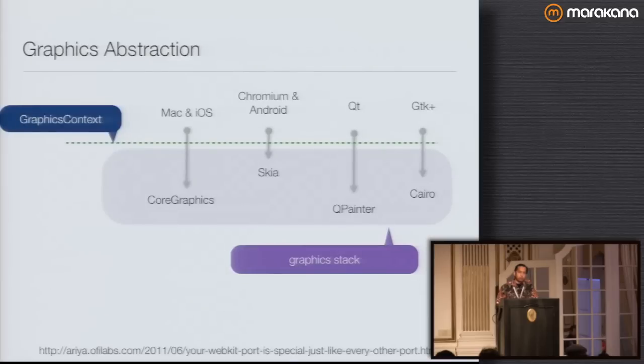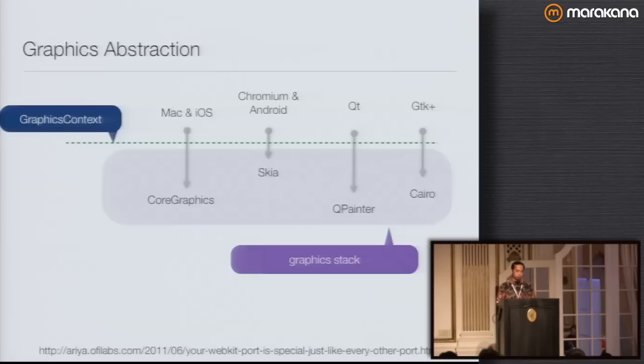Graphics abstraction means that every WebKit-based product will use a different graphics stack. We can see that Mac and iOS fall into Core Graphics, and Chromium and Android use Skia, the rasterizer from Google. And there are others, toolkits like Qt and GTK, that use their respective graphics stacks.